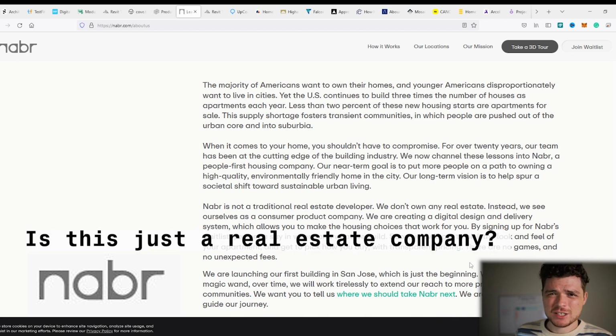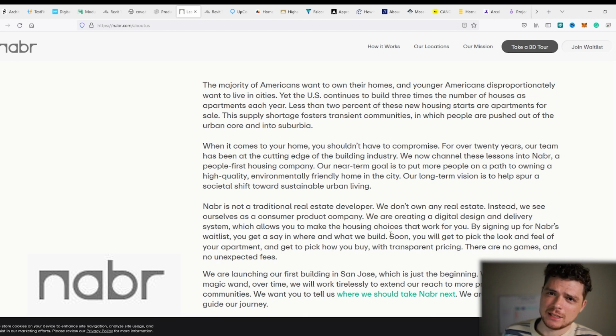They have ideas so far about modularity and changing the real estate system. So this kind of works as a real estate company in my eyes. It's a way to get people homes in a way that they could have more say in that design process and also make it more affordable.